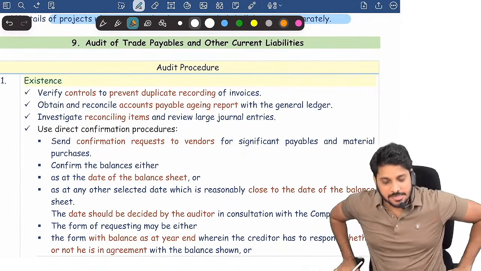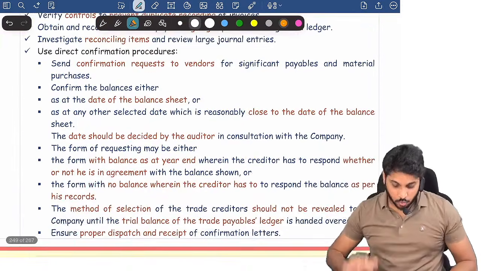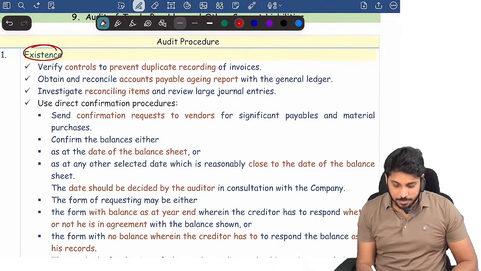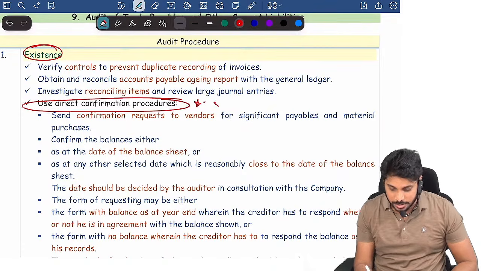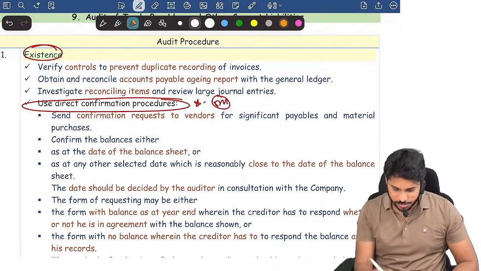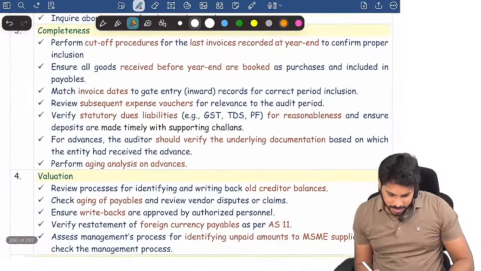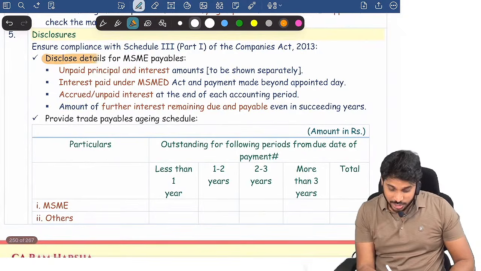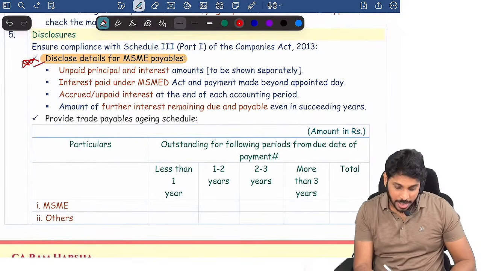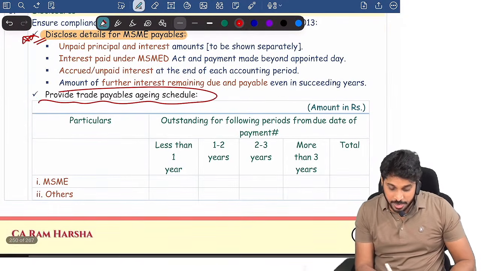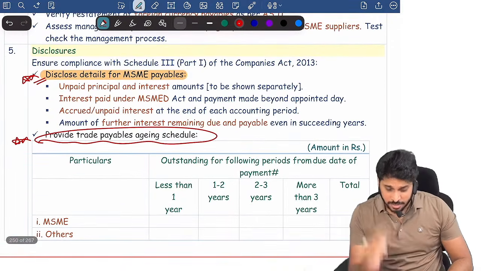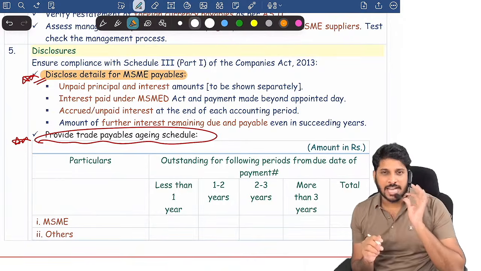Trade payables, guys. Again, in trade payables, what is important? Existence, because existence of trade payable is important because of the direct confirmation point. This itself can be asked as a 5 marks question. Now, then any other point, I'll come back to it. Presentation, guys. Disclosure details of trade payable, MSME disclosure, trade payable aging report disclosure. First I will cover disclosure. How trade payables has to be disclosed.